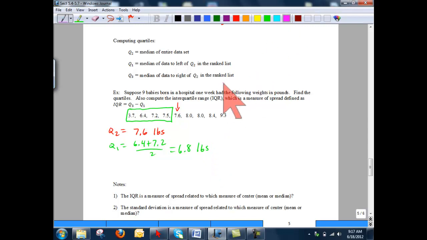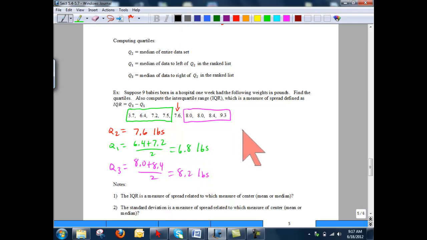For Q3, I take the numbers to the right of the median. That would be these 4. And Q3 then turns out to be the mean of 8.0 and 8.4, which is 8.2. So here are the quartiles.